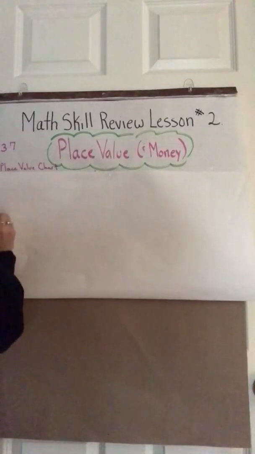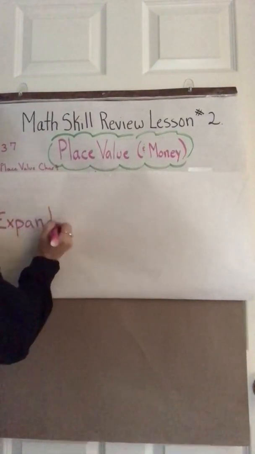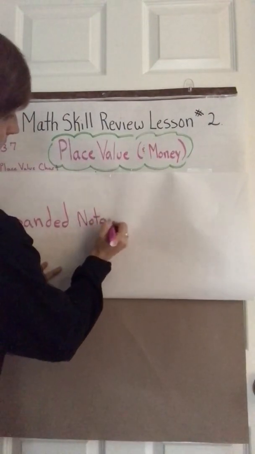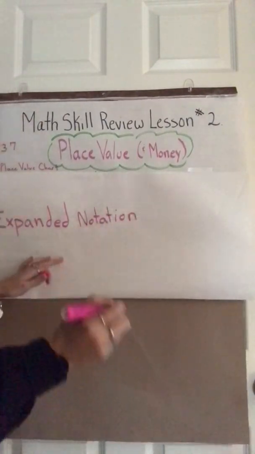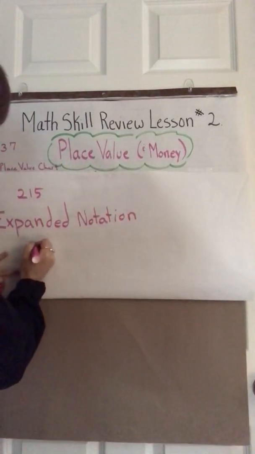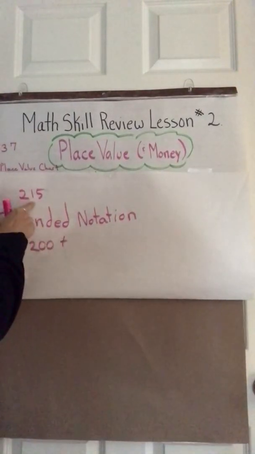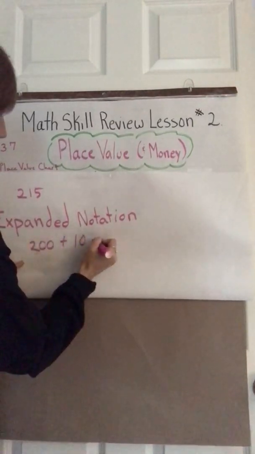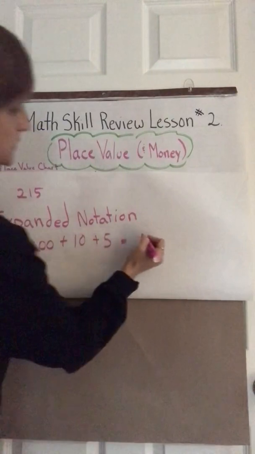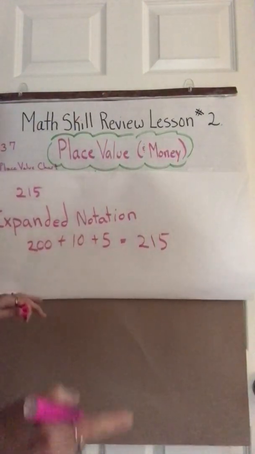So remember that expanded notation, and our number was 215 from yesterday, would look like this. 200, because the 2's in the hundreds place, plus 10, because there's only 1 in the tens place, plus 5, it's 5 ones, so the 5 is going to go here, and that equals 215 if you were to add those all together. Okay, so there's our expanded notation.